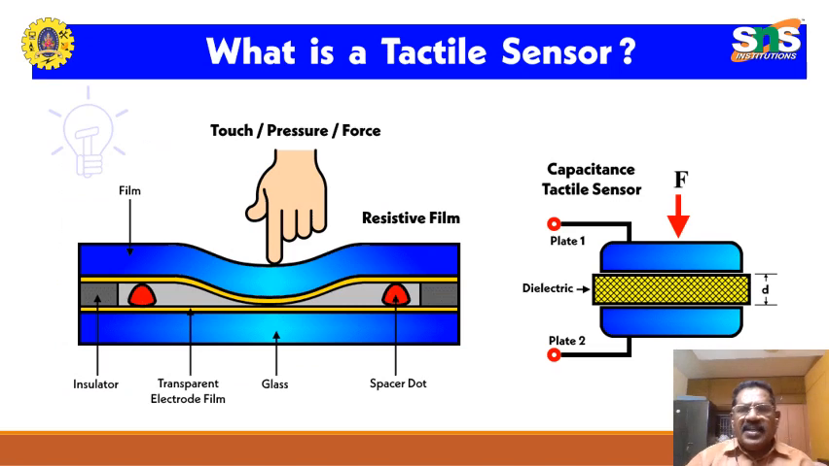Now, what is a tactile sensor, or more of a touch sensor? How does it work? You have a resistive film. Once you touch that, it senses the deformation and the capacitance, and measures the force and the capacitance. That is the tactile sensor.